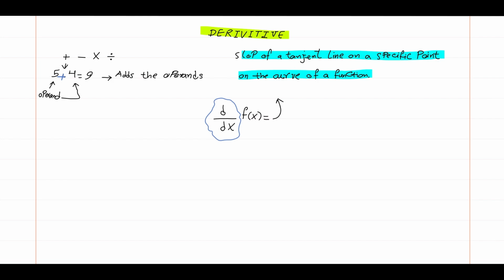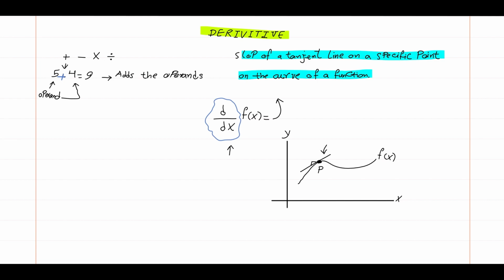a function. To get an idea, f of x has a curve representing it. Let's say this is the curve of f of x. And this operation, taking the derivative with respect to x, will give me the slope of a tangent line at a point, let's say this point P, will give me the slope of this line.